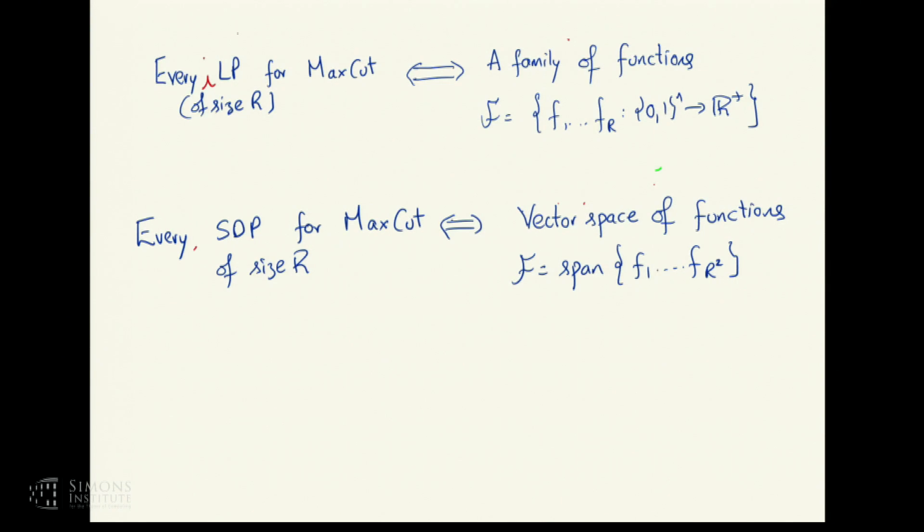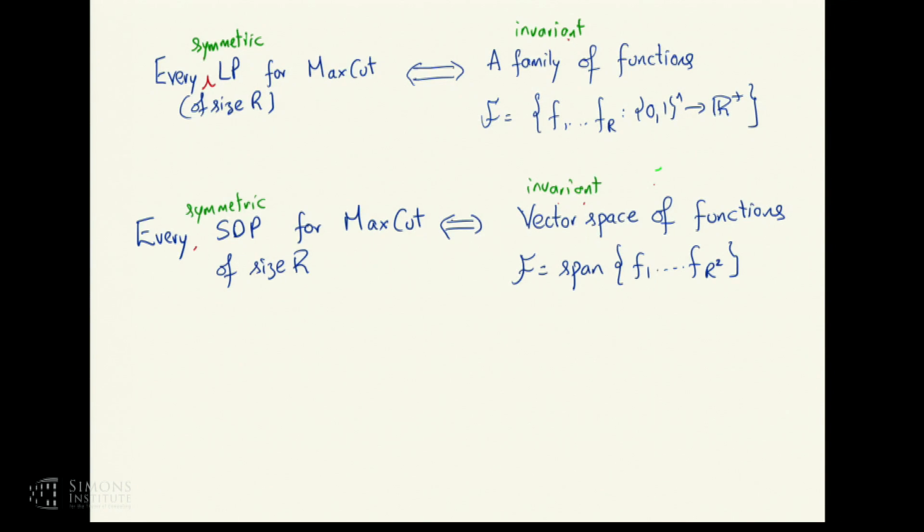Okay, so now we had this equivalence between LPs and family of functions, SDPs and vector space of functions. Let's see what happens here. If I write symmetric LP here, every symmetric LP corresponds to an invariant family of functions, and every symmetric SDP corresponds to a vector space with an invariant basis of functions.